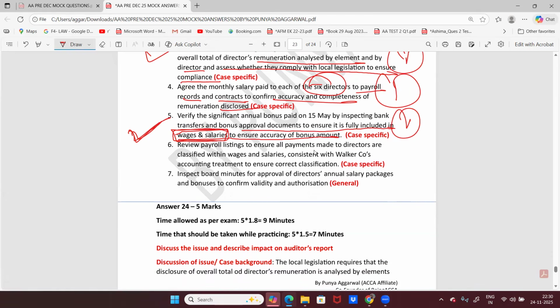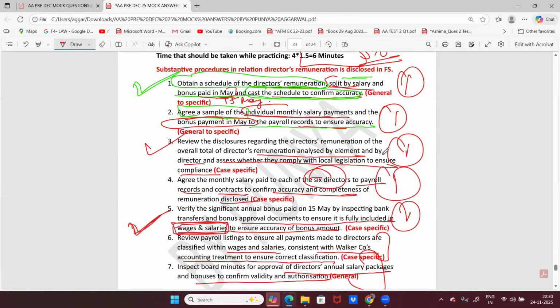Next, review payroll listing to ensure, I think this is case, oh my God, okay. Review payroll listing to ensure all payments made to directors are classified within wages and salaries, consistent with Walker's company accounting treatment to ensure correct classification. So it has to be in correct classification in regards to your wages and salaries also. Inspect board minutes for approval of directors' annual salary packages and bonuses to confirm the validity and authorization. This is very general, right? So this is how you can make it very, very case specific.